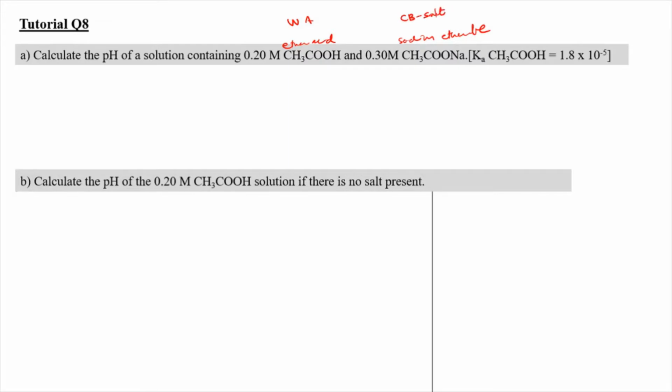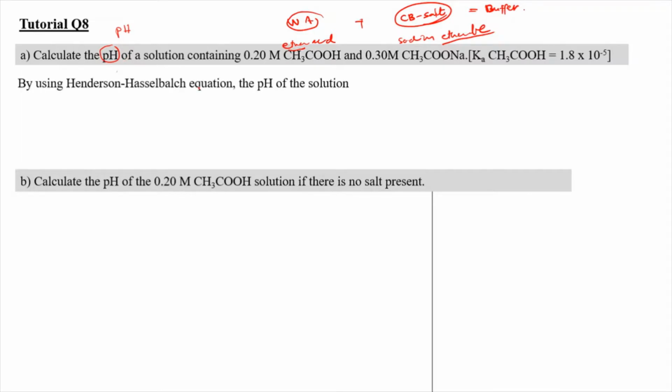So when there is a mixture of a weak acid with its conjugate base salt, in which the ethanoic acid is consistent with its species, which is ethanoate in the form of a salt, we know that the combination of these two will form a buffer solution. So in order to find the pH, we can use the Henderson-Hasselbalch equation. So pH is equal to the pKa plus log of CH3COONa, which is the conjugate base salt, divided by the weak acid. So remember, the weak acid is going to be at the denominator.